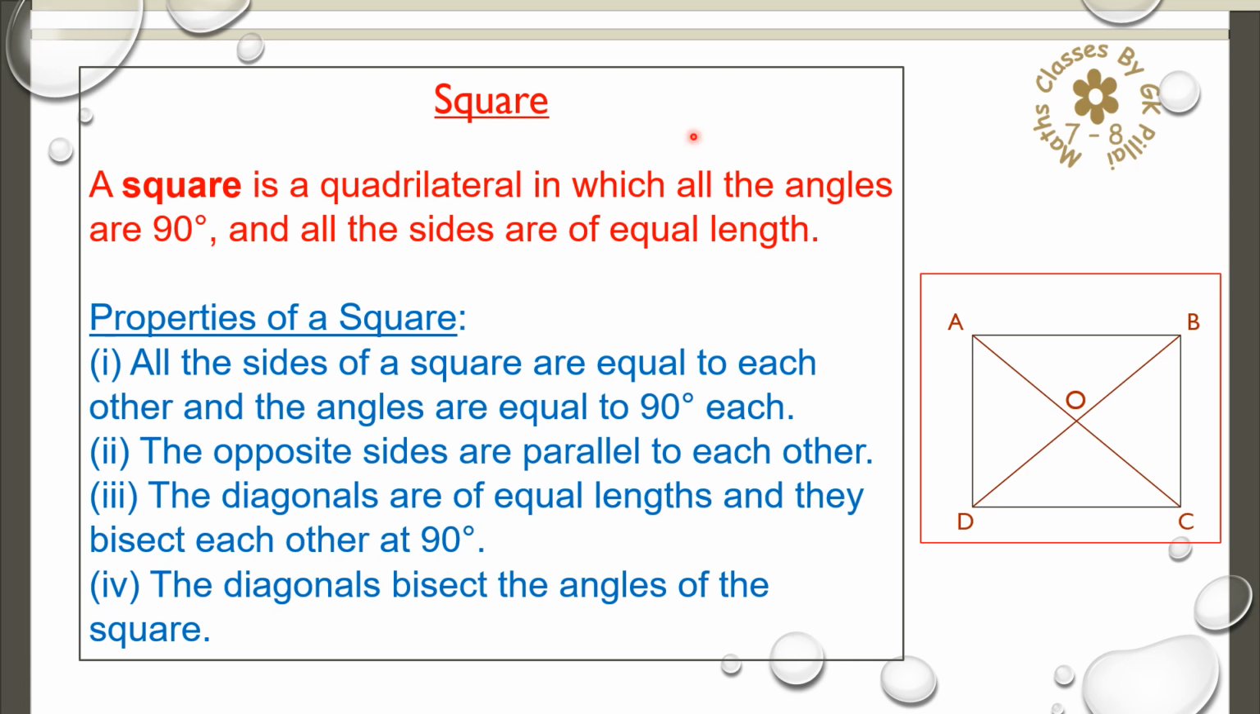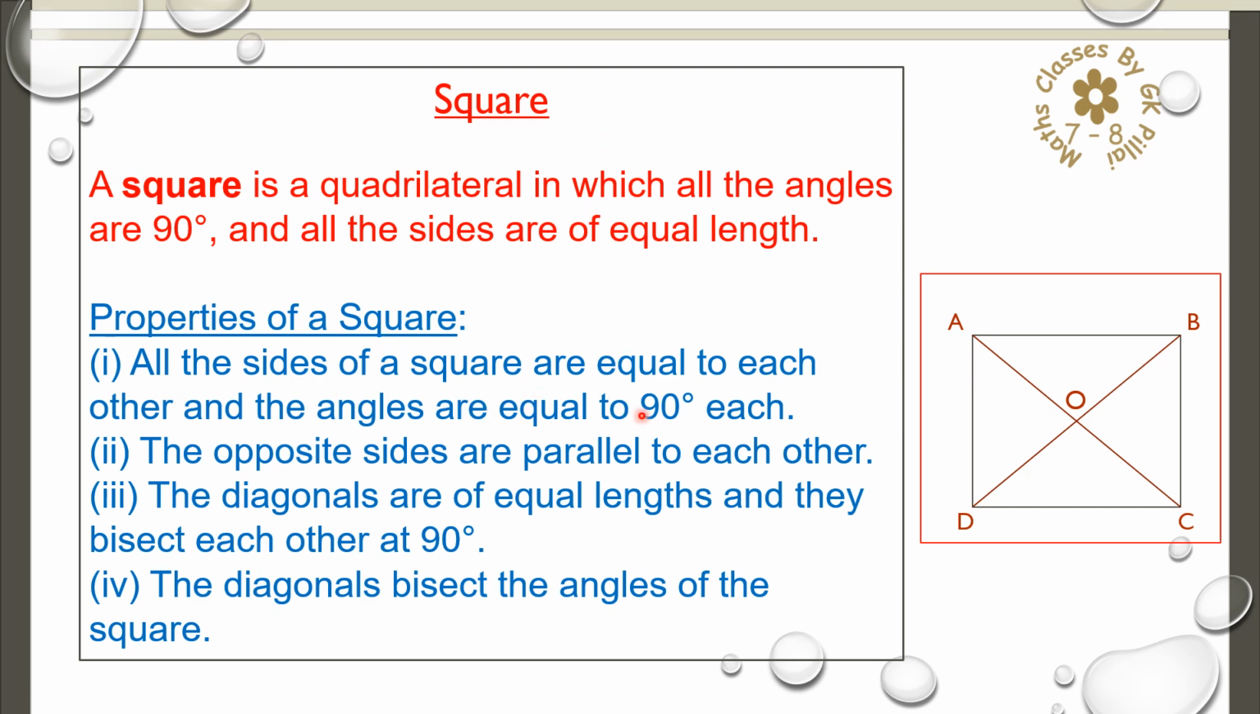Next quadrilateral we are going to discuss is the square. A square is a quadrilateral in which all the angles are 90 degrees each and all the sides are of equal length. That is the difference between a square and a rectangle. In a rectangle all the sides are not equal, but in a square all the sides are equal. These are the properties. I am repeating this here also because when you are asked the properties of a square, you should include this also.